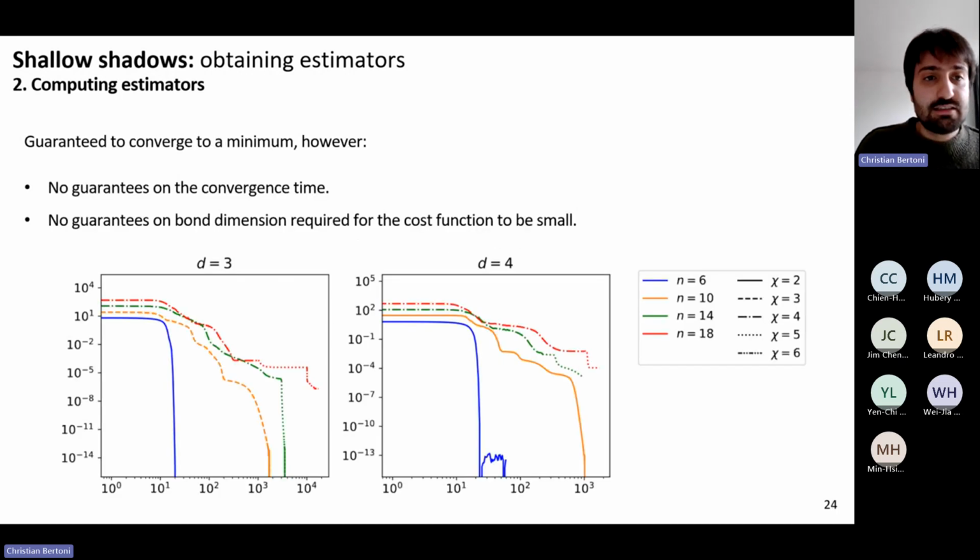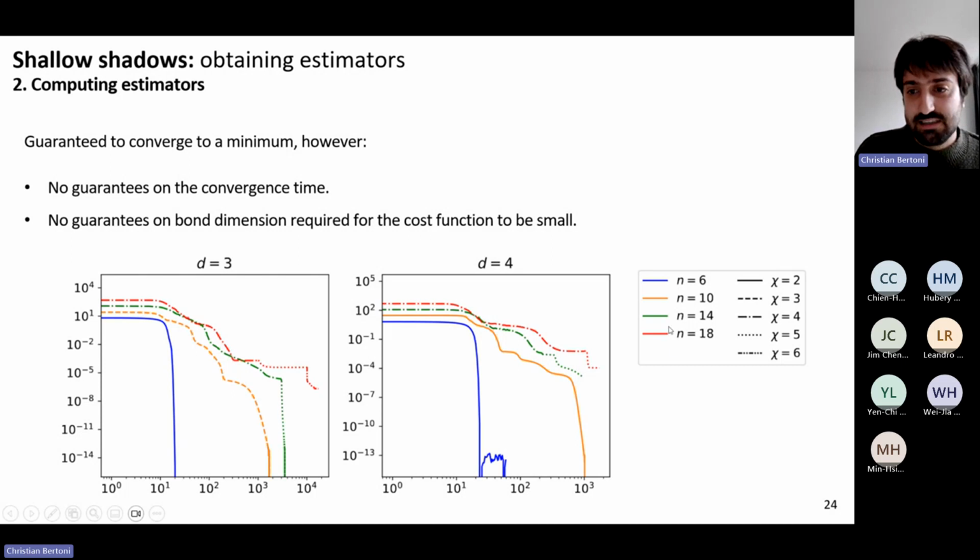And this is actually guaranteed to converge to a minimum. However, there are many open questions about this. This is guaranteed to converge, but we have no guarantees on the convergence time. And actually, we have no guarantees on the bond dimension required for the cost function to be small, meaning the expected bond dimension of the tensor network of this approximate inverse. And this is what we get in practice when we actually implement this.